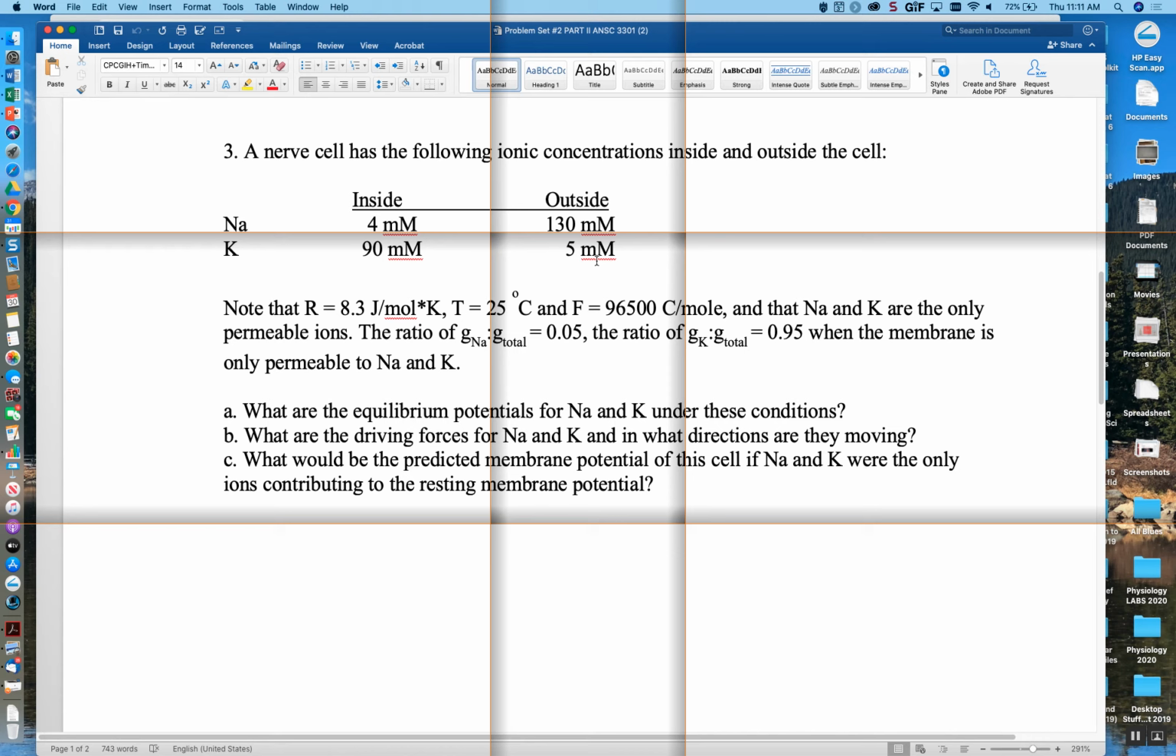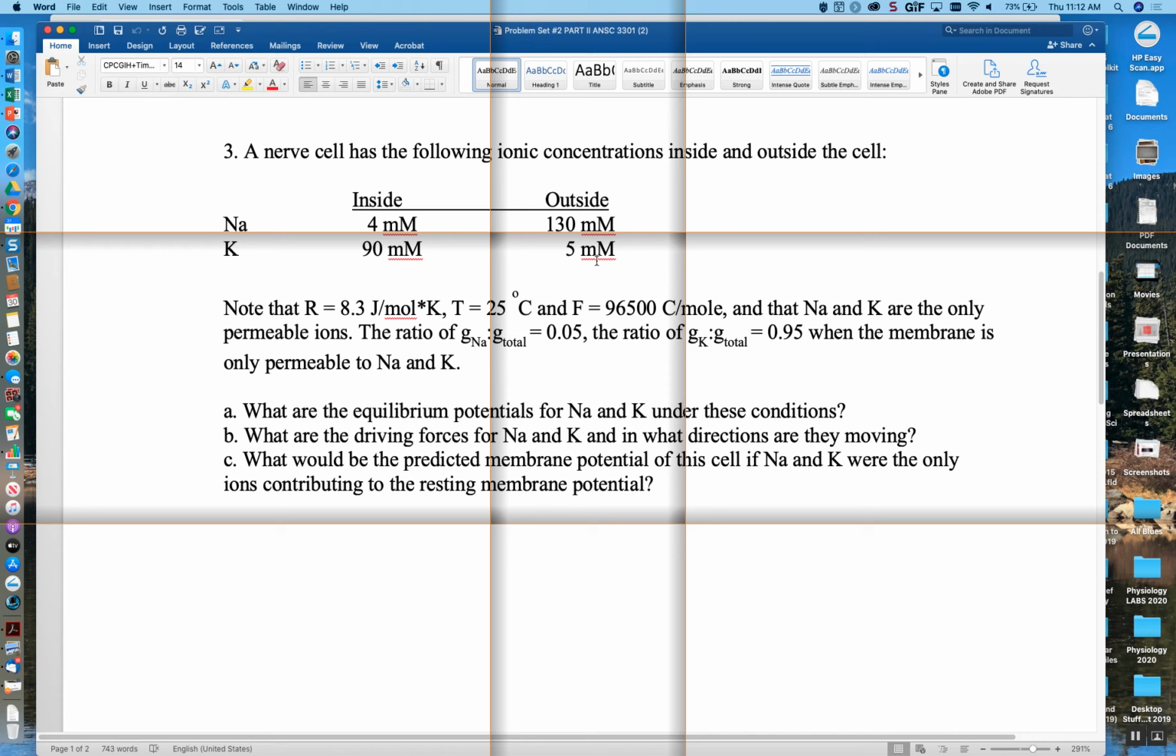All right, so let's start drawing our graph, right? That's important. 0 millivolts. Equilibrium potential for sodium is plus 89 millivolts. Okay, it's way up here, very depolarized.